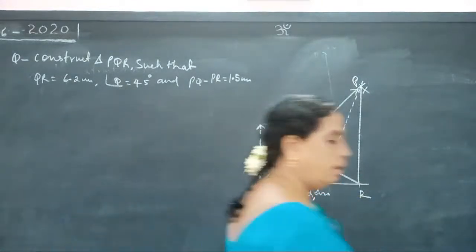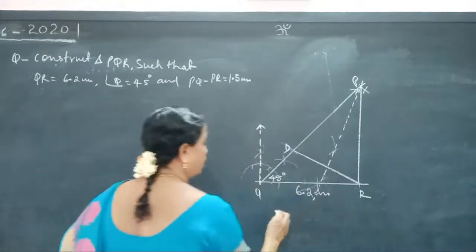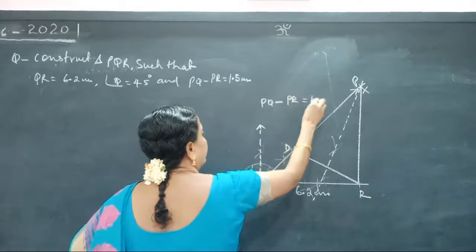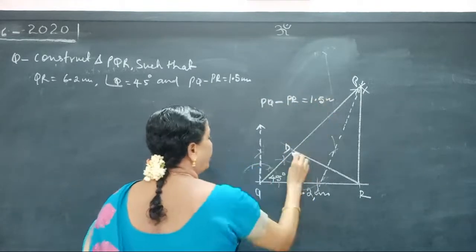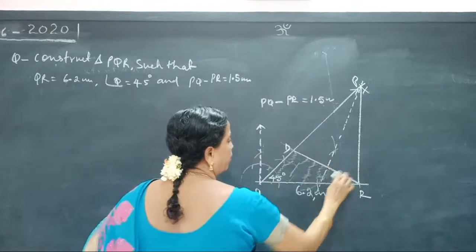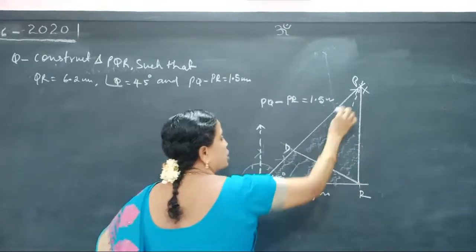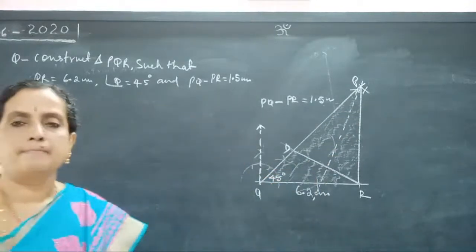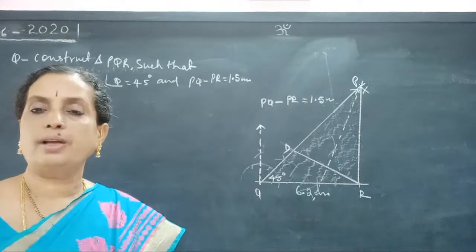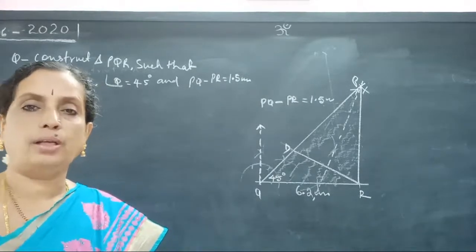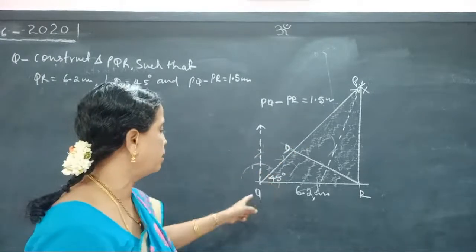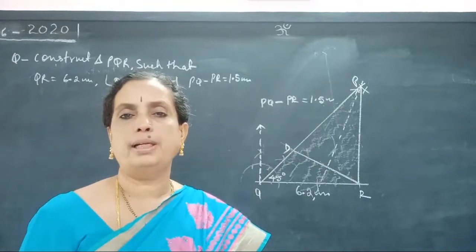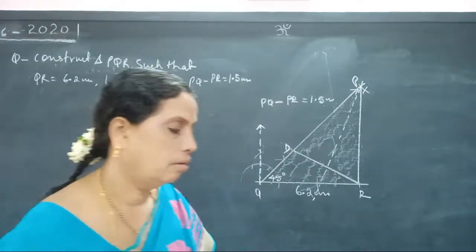So now, if you measure PQ minus PR, you should get the difference of 1.5 centimeters. Then your construction is right. You can check whether your construction is right or not by getting the difference of PQ and PR as 1.5 centimeters. Come on, measure it.